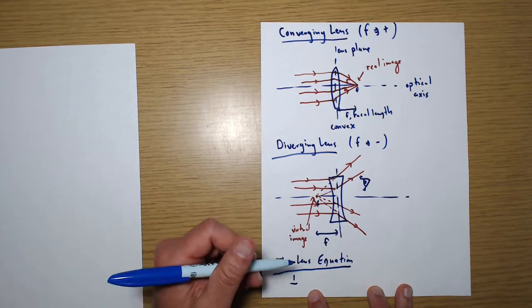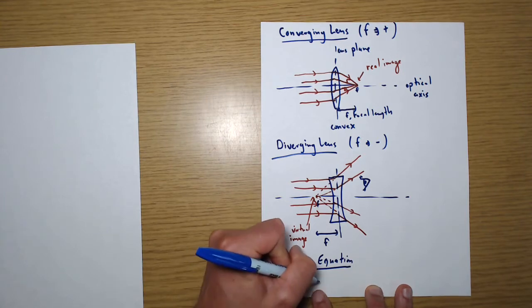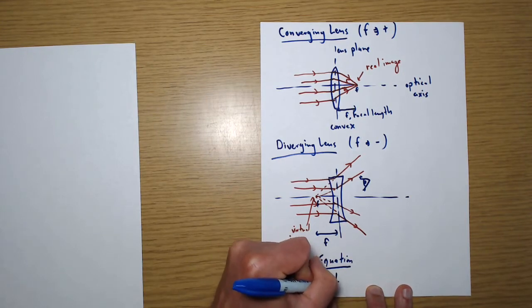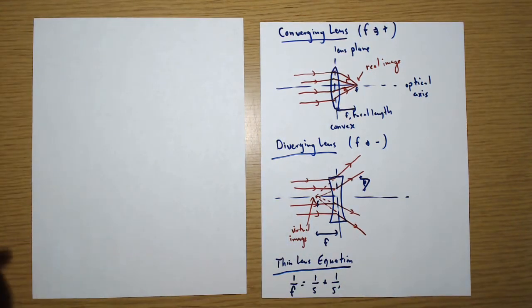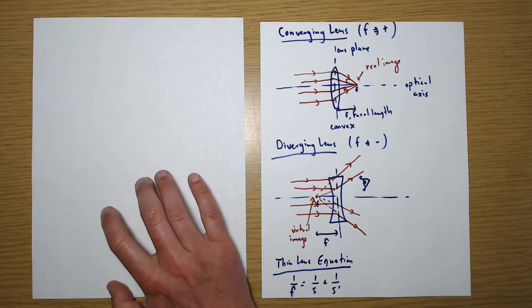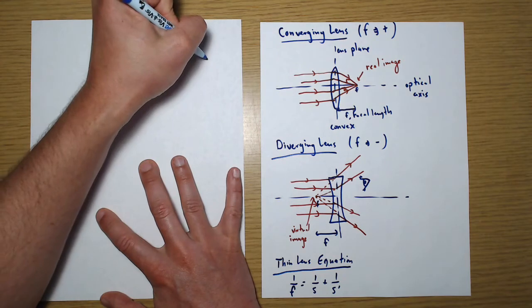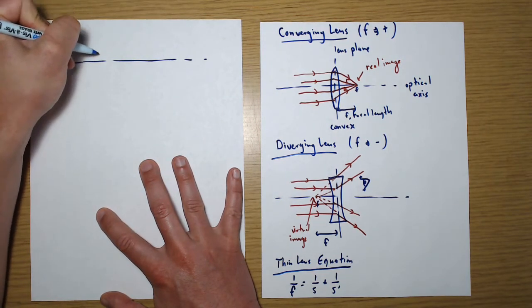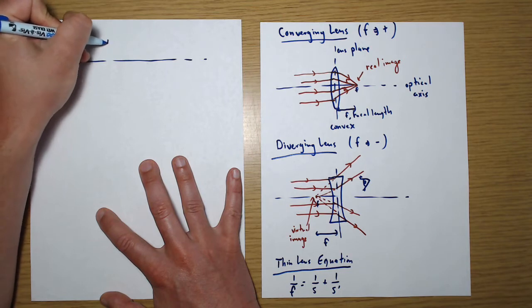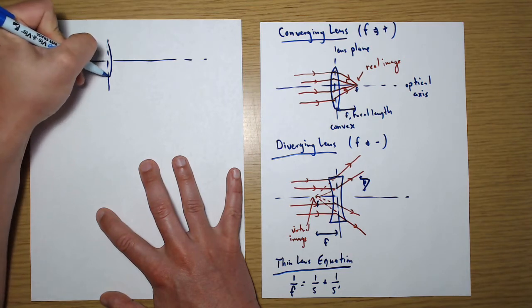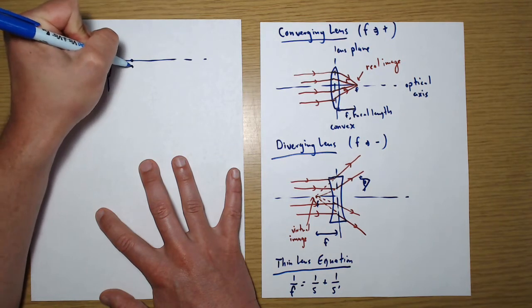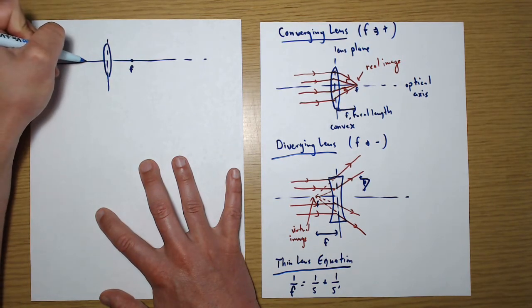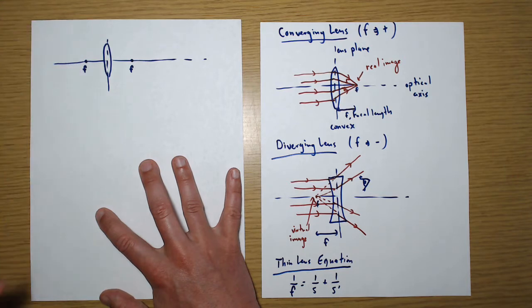So the lens equation says 1 over f equals 1 over s plus 1 over s prime. And I will describe what that means here. So I'm going to start with a converging lens. Here's my optical axis. Here's my lens plane. Here's my converging lens. And let's say my converging lens, here's the focal point. Now, a converging lens, just like a diverging lens, will have a focal point on both sides.